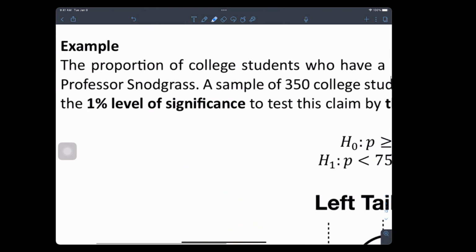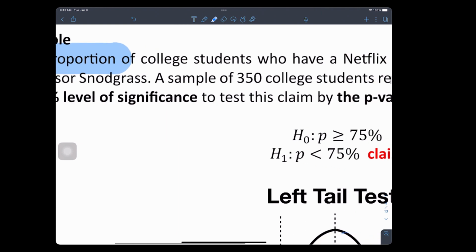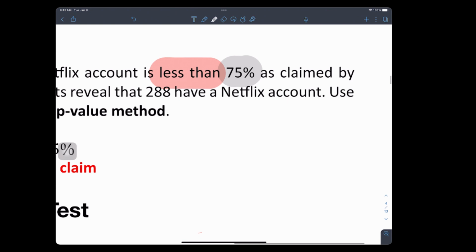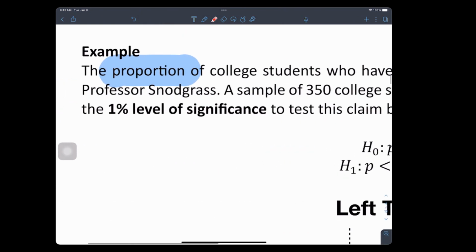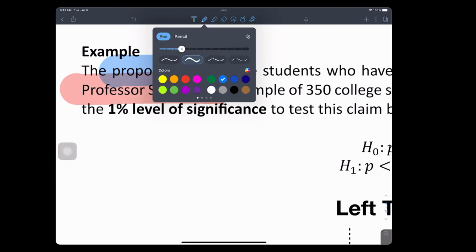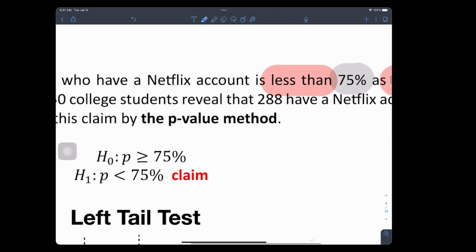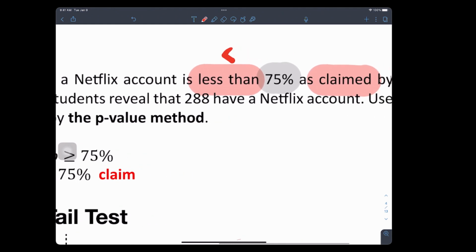The proportion of college students who have a Netflix account is what? Less than 75%, okay? As claimed by who? Good old Snodgrass. All right. P for proportion. What is this here? Less than. Is that true? That's the claim.